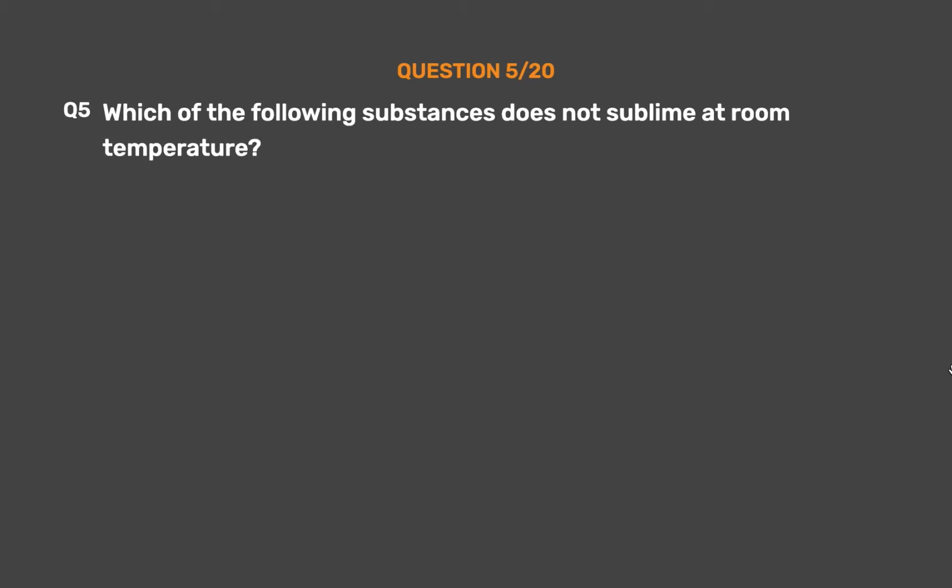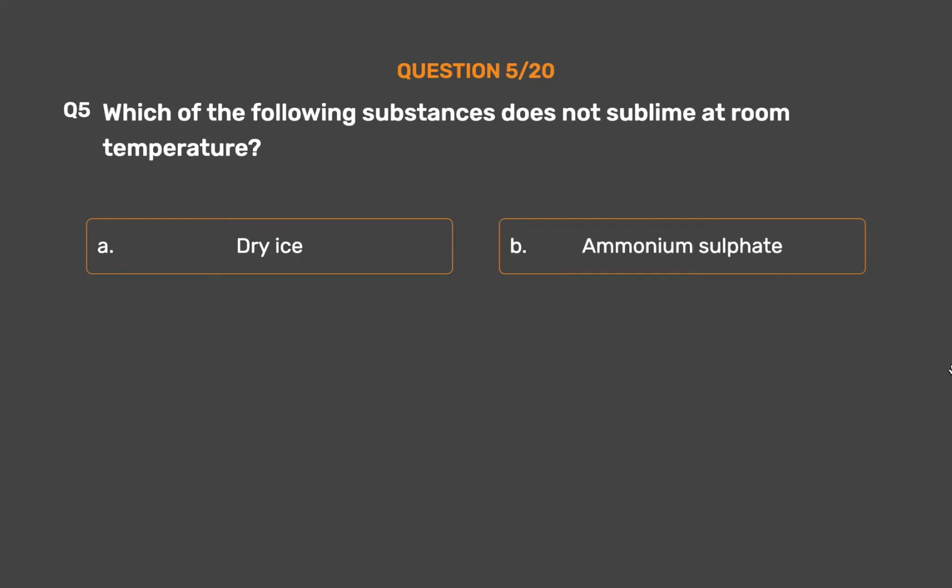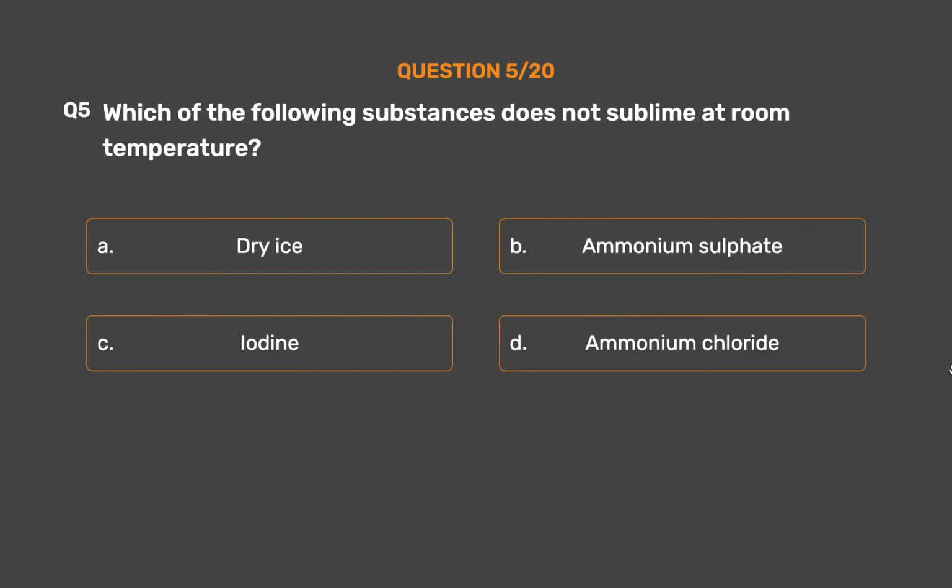Question number 5. Which of the following substances does not sublime at room temperature? Option A. Dry ice. Option B. Ammonium sulfate. Option C. Iodine. Option D. Ammonium chloride.